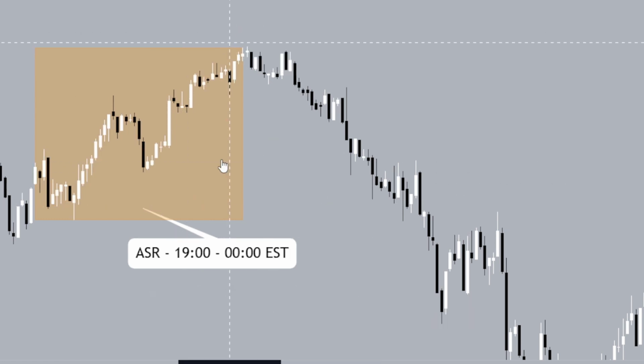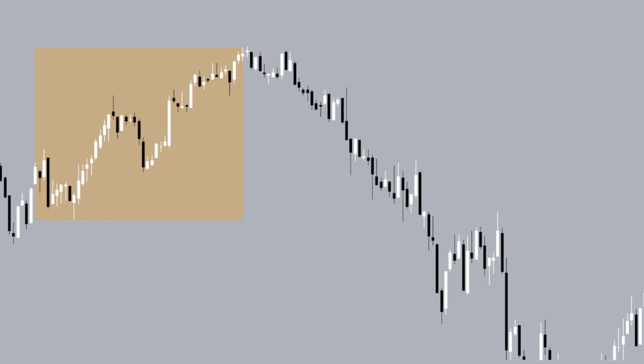So when we have the Asian range over here, we understand that the New York midnight opening price, so at midnight, the IPTA resets. And this red line represents an IPTA reset, okay? This red line represents an IPTA reset.